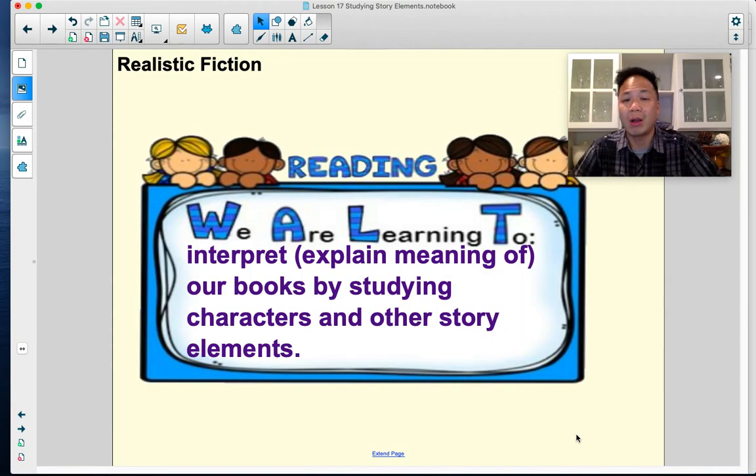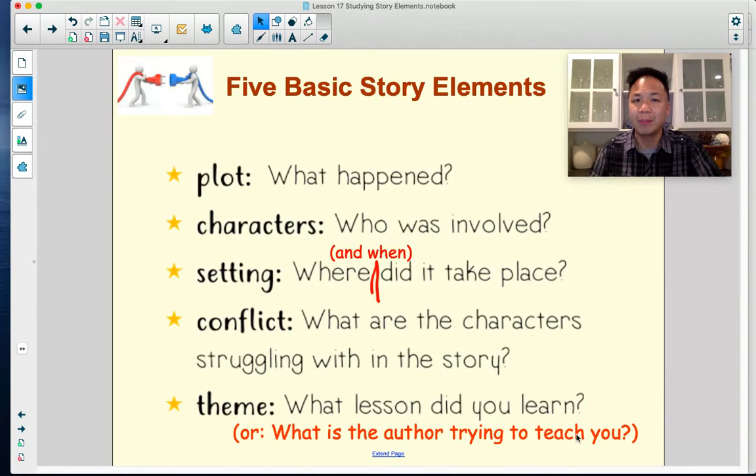So today we are learning to interpret or explain the meaning of our books by studying characters and other story elements. The word interpret means to translate. So technically what we're doing is we are translating the author's book into what the author wants us to understand, the author's thinking. So we're trying to figure out exactly what was in the author's brain when they wrote the book.